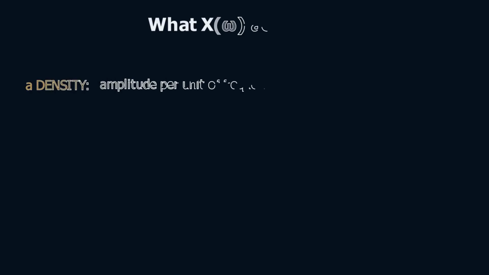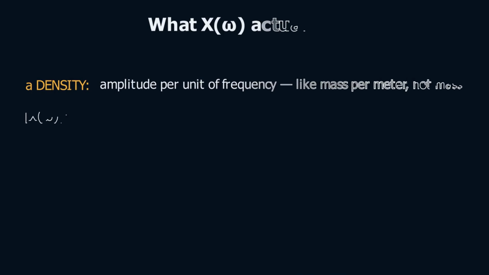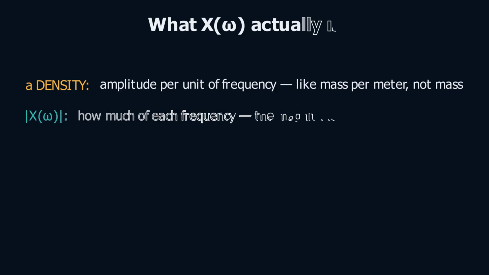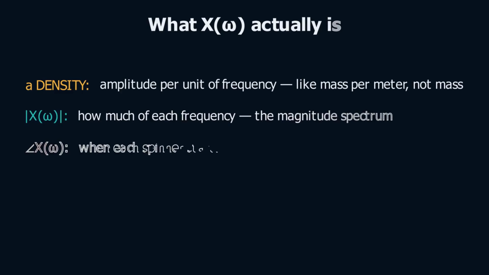Before using the transform, be precise about what it is, because this is where intuitions quietly go wrong. X of omega is not the amount of frequency omega. It is a density, amplitude per unit of frequency, the way a rod has mass per meter at a point but no mass at a point. Its magnitude says how strongly each band contributes. Its angle says how the spinners are aligned when they start.